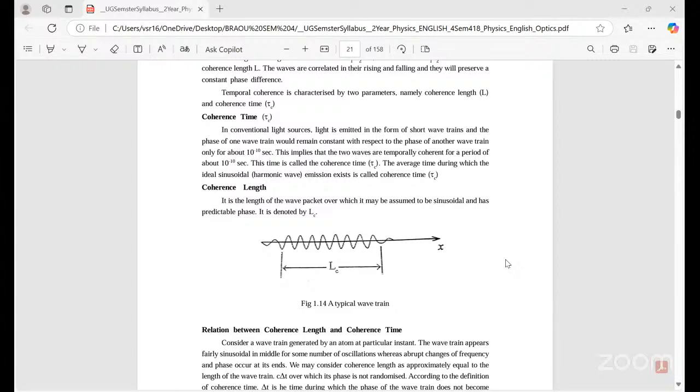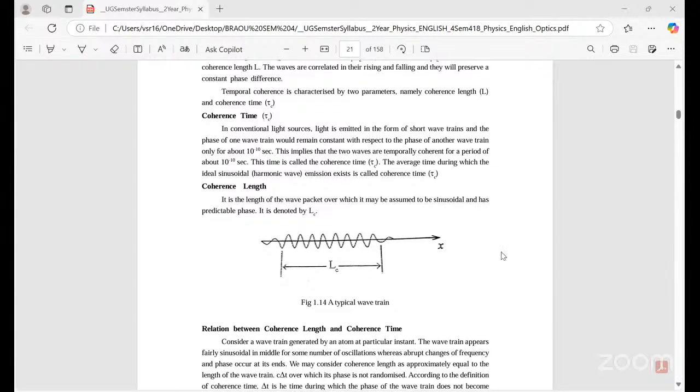Whereas the coherence length is the length of the wave packet over which it may be assumed to be sinusoidal with a regular phase. You can see here up to this Lc, which is the coherence length. Here is the starting and here the ending of the vibration. Along the x direction the wave is propagating.